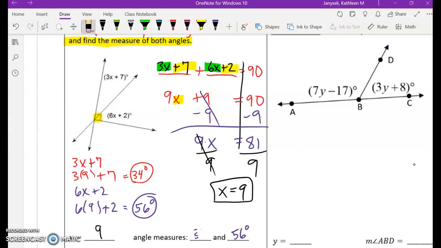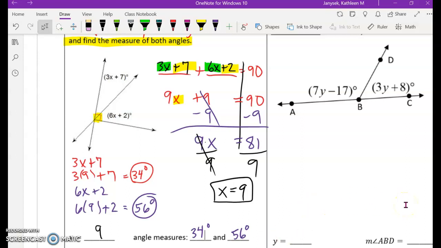Please make sure to put your degree symbols on there, guys, okay? It's pretty important. Because otherwise, we don't know that it's the measure of an angle. Okay, the x is not the measure of an angle, it's just a value. We found out that the value of x is 9, but we plugged it in to actually find out what the measures of each angle is in degrees.